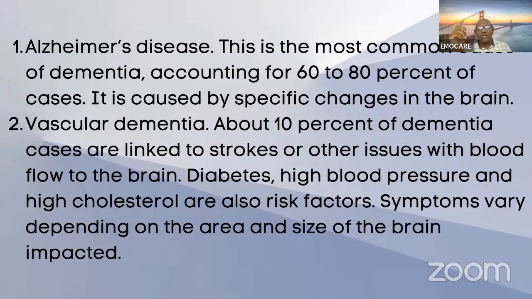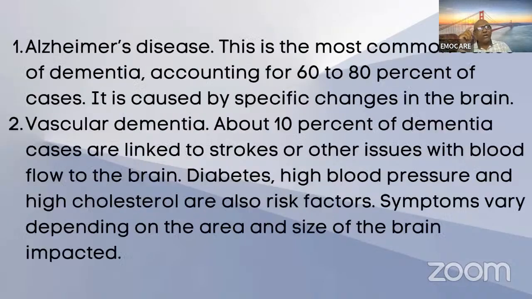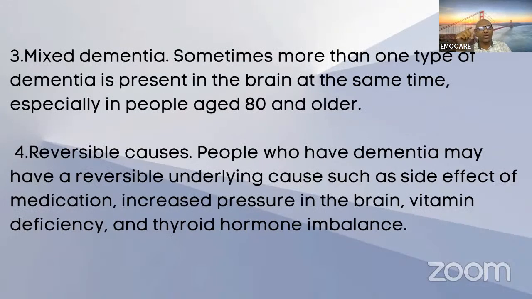Then vascular dementia, about 10% of dementia cases are linked to strokes or other issues. It is because of the blood flow going into the brain. Diabetes, high blood pressure, and high cholesterol are risk factors. And it is only 10% of people who are affected. So mixed dementia, it is when more than one type of dementia is present. For example, for some people, Alzheimer's may be there and vascular dementia also may be there. The vascular dementia may be because of high BP and cholesterol.